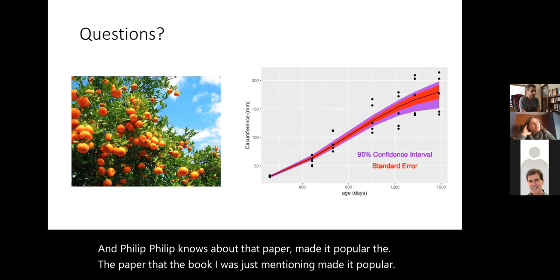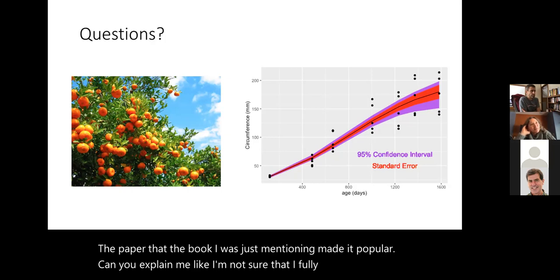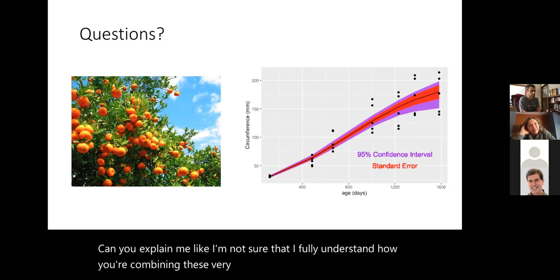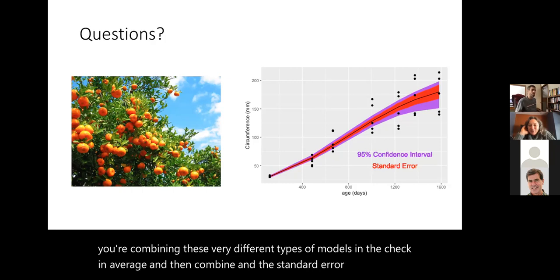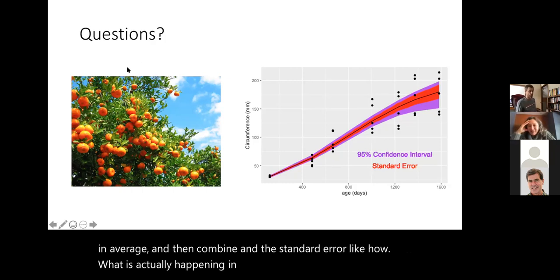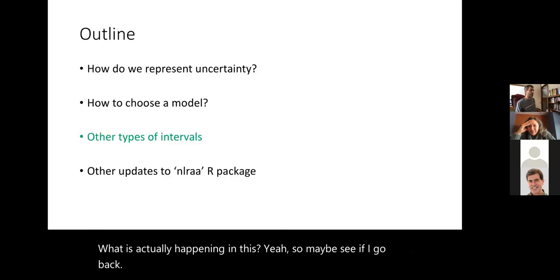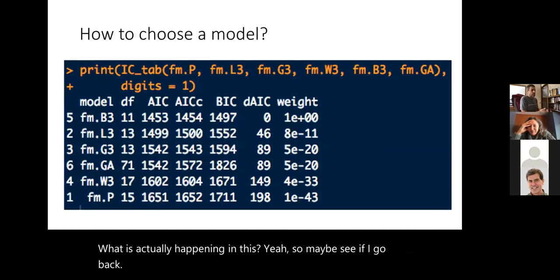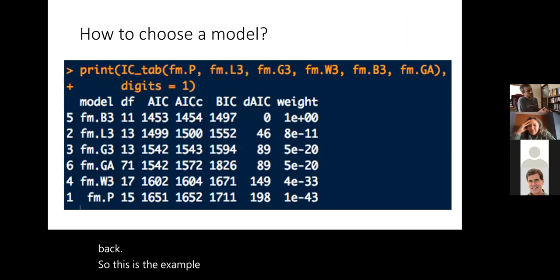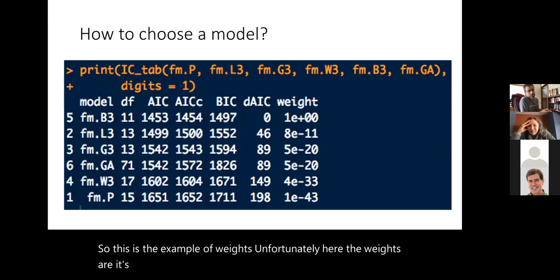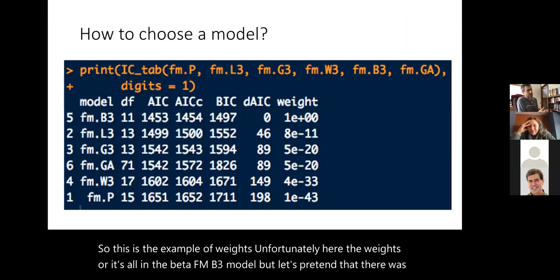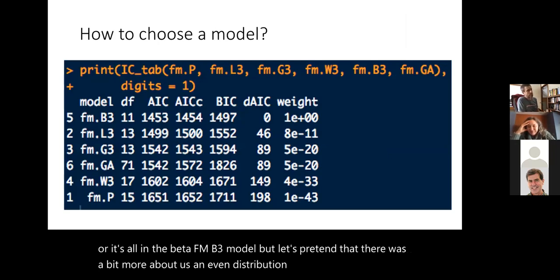Can you explain? I'm not sure that I fully understand how you're combining these very different types of models to get an average, and then combine the standard error. What is actually happening in that step? Oh yeah. Maybe I'll go back. So this is the example of weights. Unfortunately here the weights are all on the beta, the FMB3 model. Let's pretend that there was a bit more of an even distribution of weights among these models.